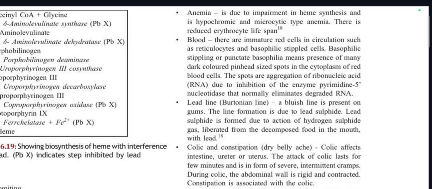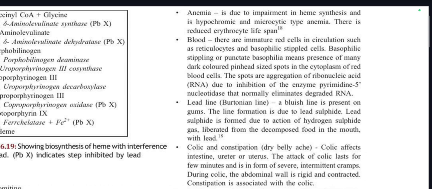So what happens in lead poisoning? This pyrimidine 5 nucleotidase is going to get inhibited. That is why there would be accumulation of the RNA, and that accumulation is called punctate basophilia. I hope you people understood.